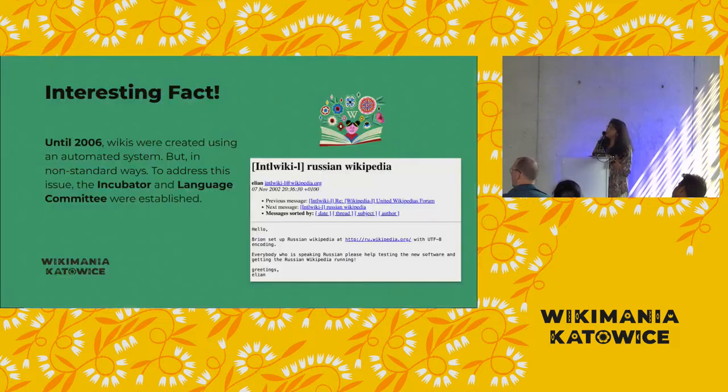So very interesting fact here that this is not something very new that we are talking about. Until 2006, wikis were created using an automated system, but they were created in non-standard ways. So to address this issue, the Incubator and Language Committee were established. If you look at the screenshot on the right, you will see that this is from 2002, by a community member from Russian Wikipedia soon after it was established, so almost 22 years ago. And this is how languages were created back in those days: you could just send an email to the mailing list and somebody would address it and it would all be done.